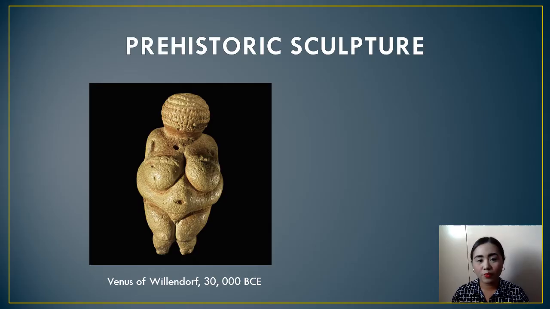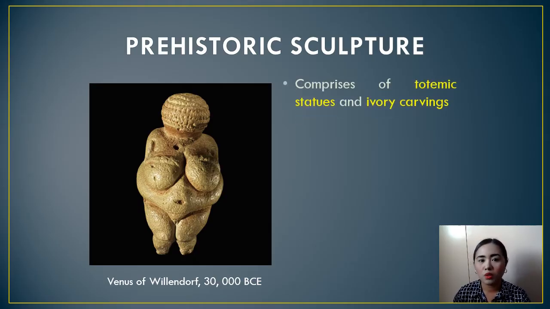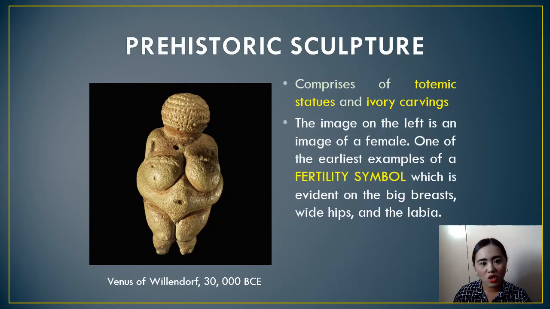The third type of prehistoric art is prehistoric sculpture. It comprises of totemic statues and ivory carvings. The image on the left is an image of a female, one of the earliest examples of a fertility symbol, which is evident on the big breast, the wide hips, and the labia of the female. Now, as you can see, Venus of Willendorf is a fertility symbol.